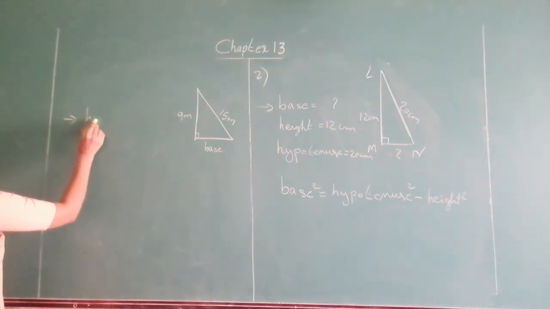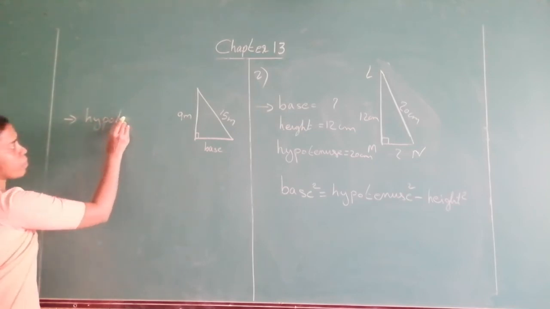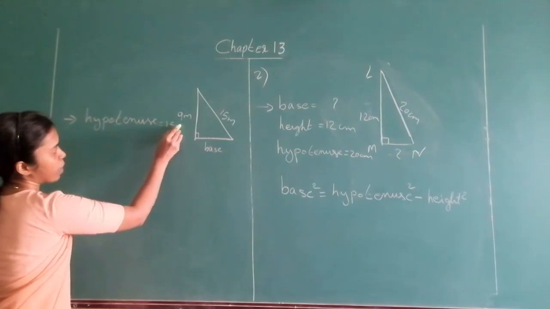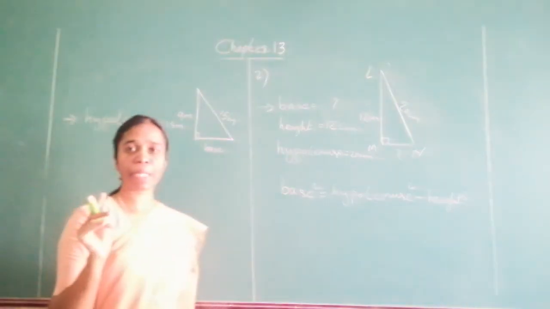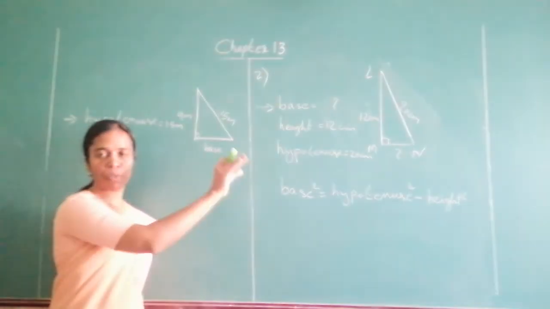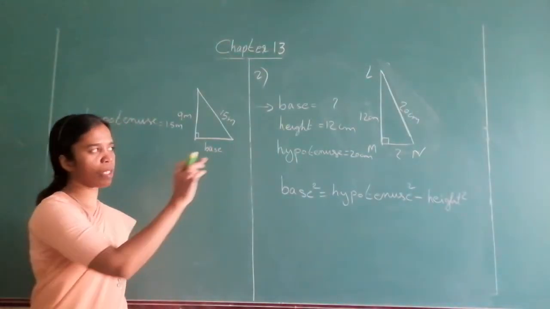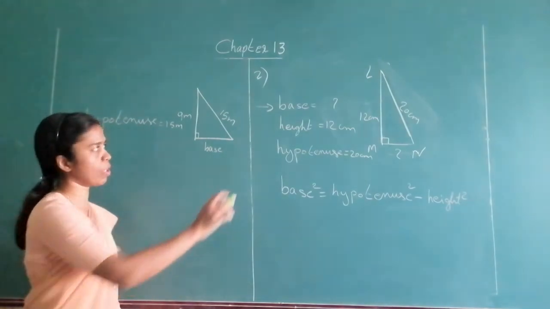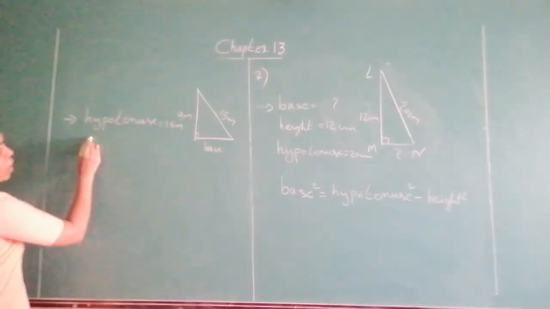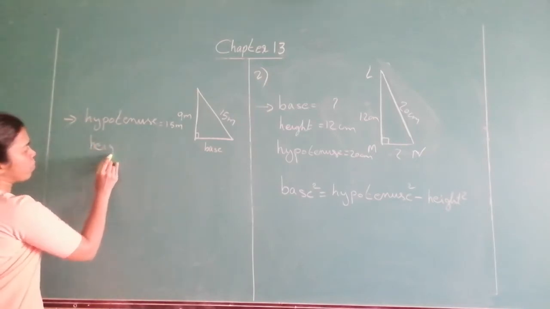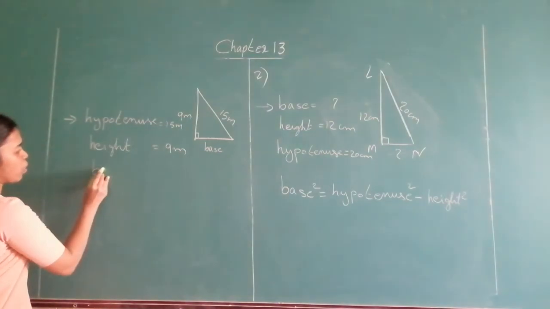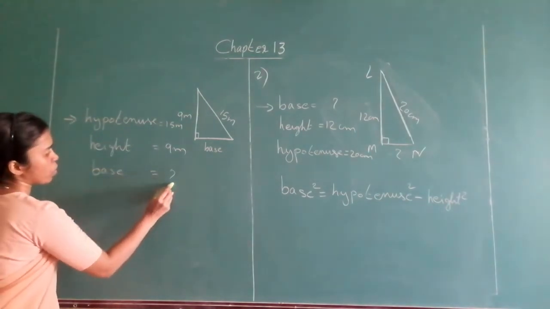So how will you solve it? Again, you are given the hypotenuse. So you write that hypotenuse is equal to 15 meter. In all this, please draw the rough diagram in the right hand side corner. For all these questions, you should have a rough diagram in the right hand side corner with the marking of what is given. Now height is given to you. Height is 9 meter. Base you don't know, so put a question mark.